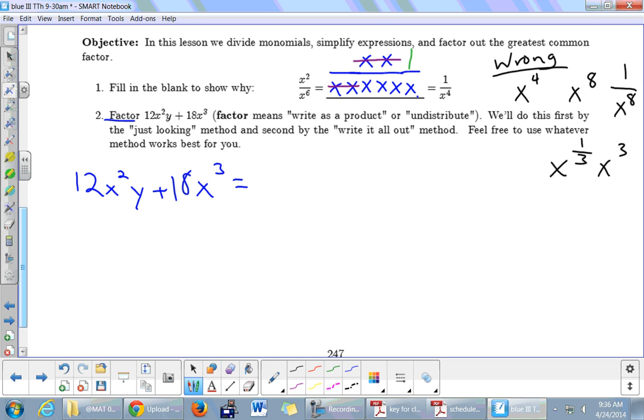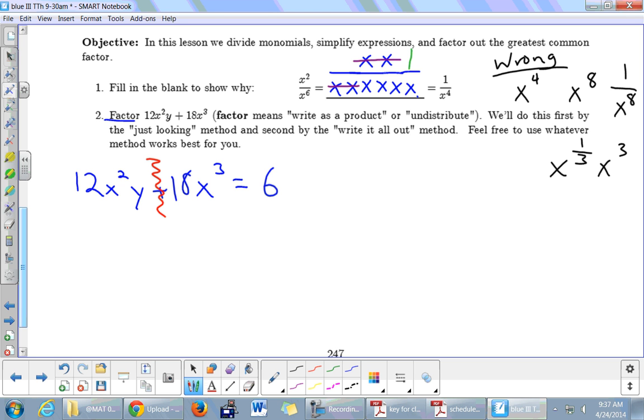Looking at the two terms, I'm going to put a little squiggly line over the plus sign, just so I can really separate these two terms from each other: 12x squared y and 18x cubed. What number goes into 12 and 18? 3 goes in, 2 goes in. You want to pick the biggest number that goes in, which is 6, okay? So I'm going to put a 6 right there in the front, because it's the biggest number that goes into 12 and 18.